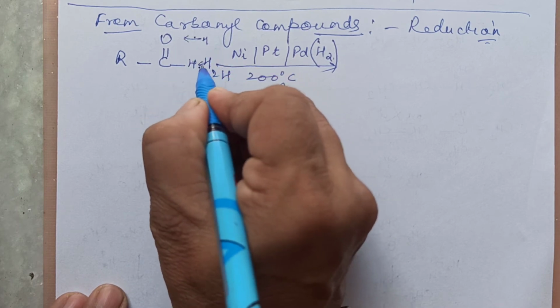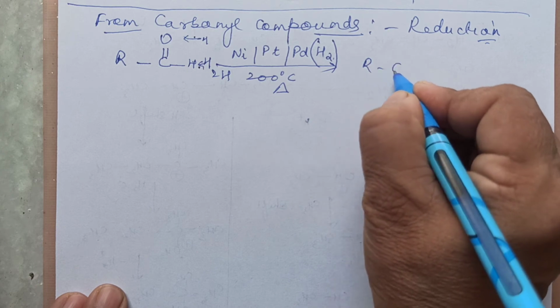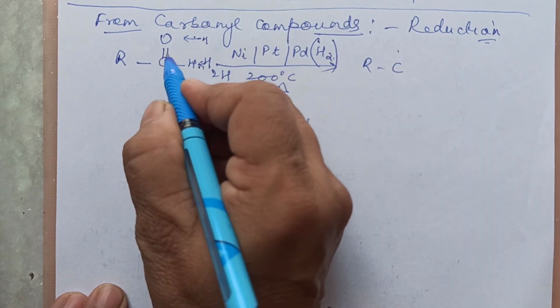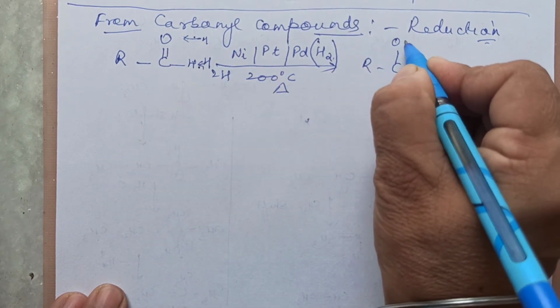So when you are adding this, what are you getting? On this something is added means the double bond will become a single bond. This will be OH.